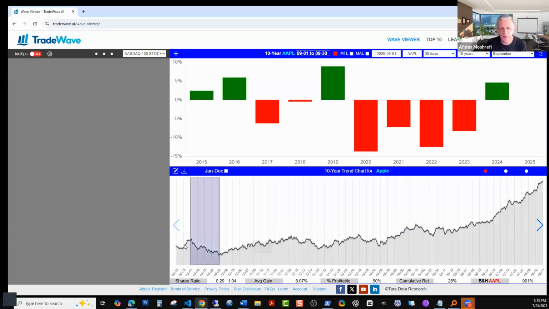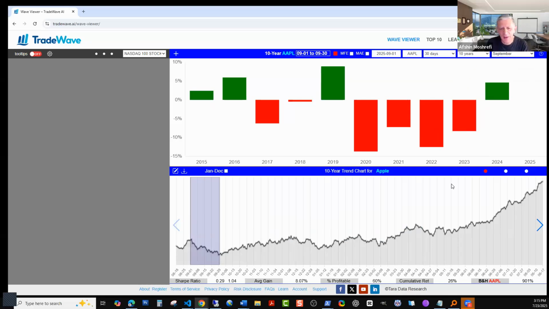There it is. September, the last 10 years, was just terrible for Apple. But it did okay in 2024. And that is from the beginning to the end of the month. This is just a shortcut for dates. You could manually enter it here too. It doesn't make a difference.